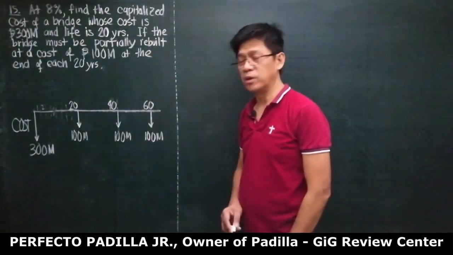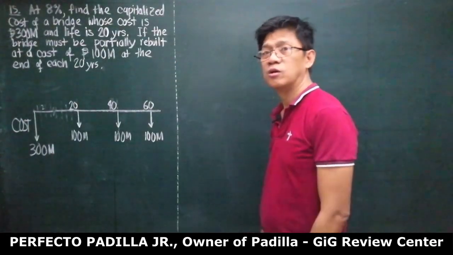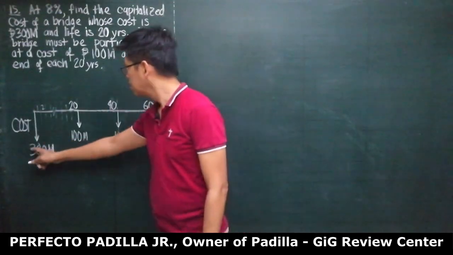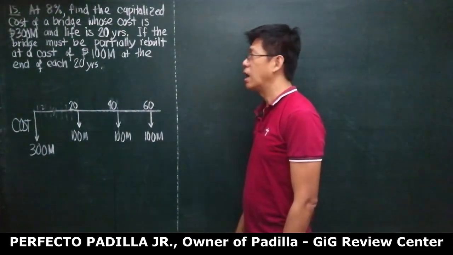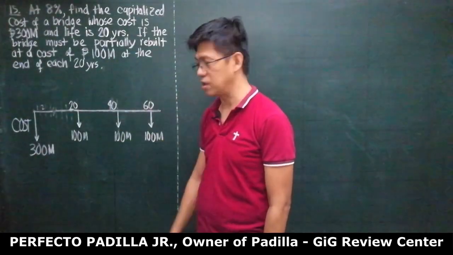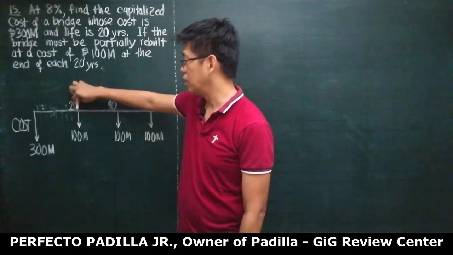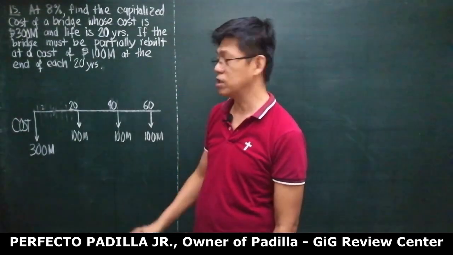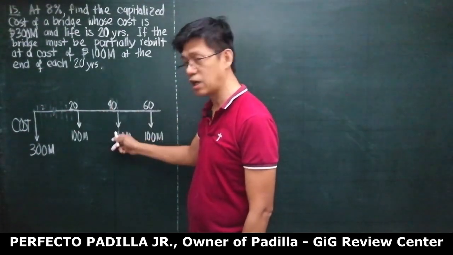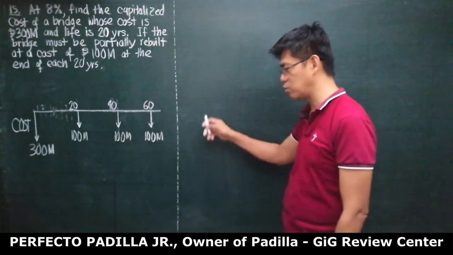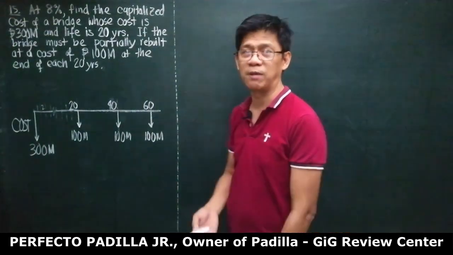In this particular problem, at 8%, find the capitalized cost of a bridge whose cost is 300 million and the life is 20 years, and if the bridge must be partially rebuilt at a cost of 100 million at the end of each 20 years, meaning after 20 years, you will have to rebuild the bridge. So, to restore it into its original condition. Another 20 years, you have to rebuild it or repair it and restore it to original condition. So that will happen every 20 years in order for the bridge to serve its purpose for a lifetime.